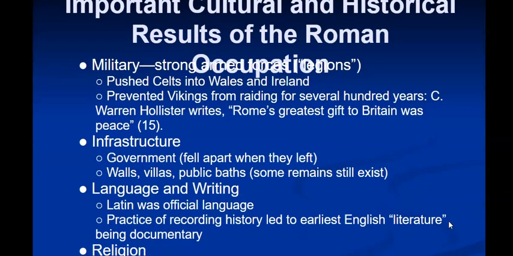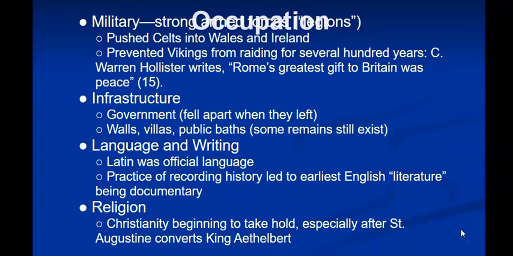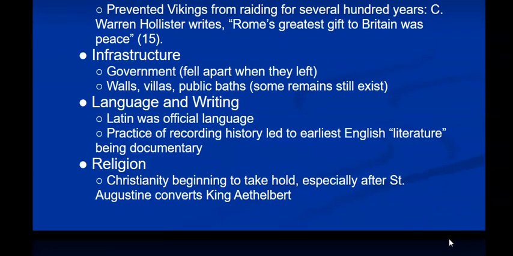Important cultural and historical results of the Roman occupation. Military: strong armed legions pushed the Celts into Wales and Ireland, and prevented Vikings from raiding for 700 years. Warren Hollister writes, Rome's greatest gift to Britain was peace. Infrastructure: government fell apart when they left, but the walls, villas, and public baths remain, and some remains still exist. Language and writing: Latin was the official language, and the practice of recording history led to the earliest English literature being documentary.